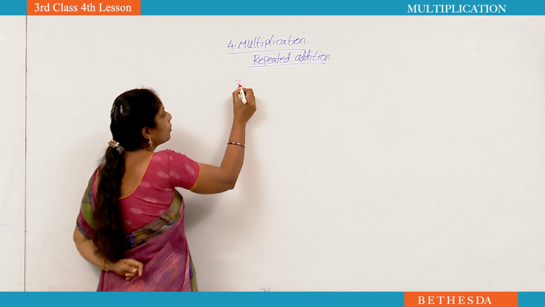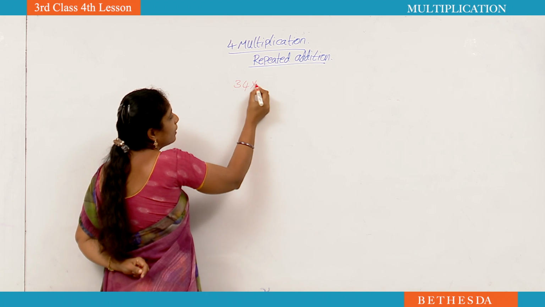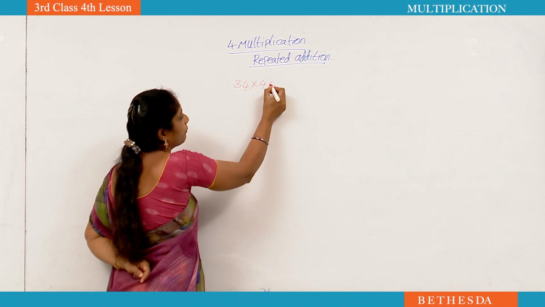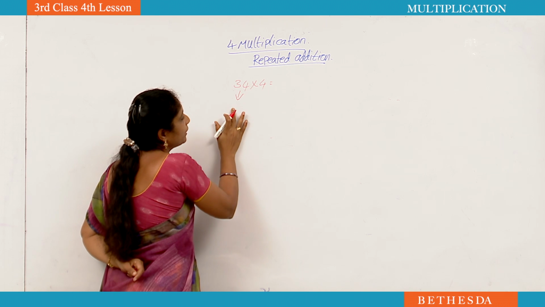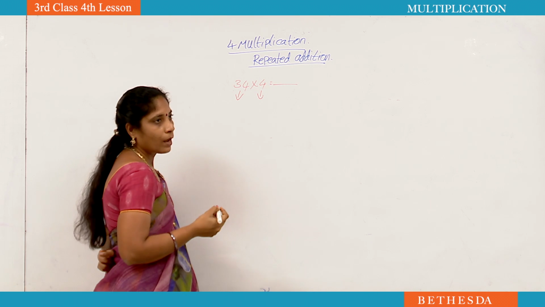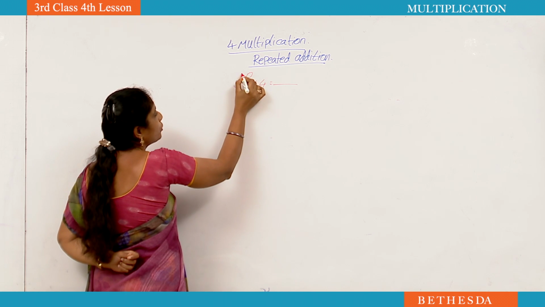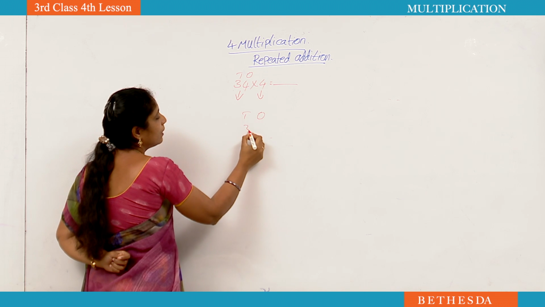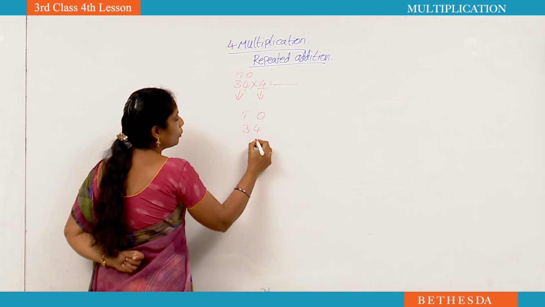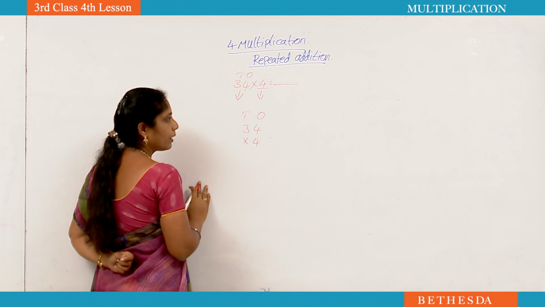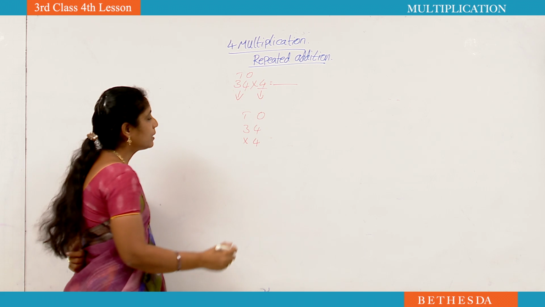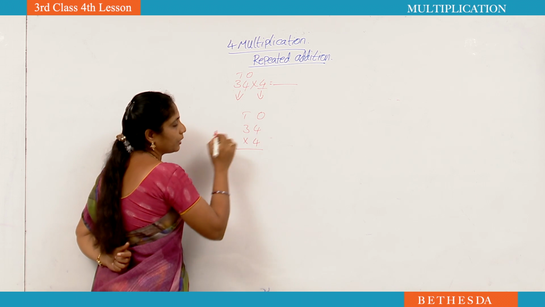Now see here, I am going to do multiplication 34 into 4. This is called the multiplication fact. Now first number is called multiplicand, second number is called multiplier. We have to find out the product. How to find out the product? First, as usual, we have to write the place values ones, tens. 34, ones place is 4, tens place is 3. Now with multiplier we have to multiply the given multiplicand. I will say simple way, with the second number we have to multiply the first number. See, with 4 we have to multiply the 34.